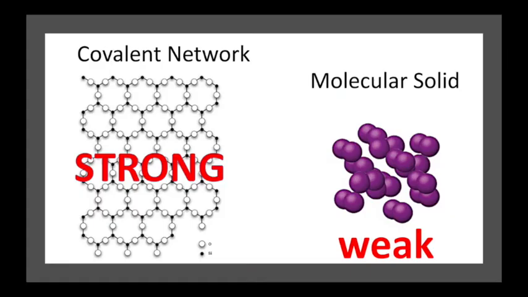It's important not to confuse covalent network solids and molecular solids. Because of that network of covalent bonds, covalent network solids are some of the strongest substances. Molecular solids tend to be weaker than covalent network solids, ionic solids, even metallic solids, because they're basically just a bunch of molecules held together by intermolecular forces, rather than bonds.